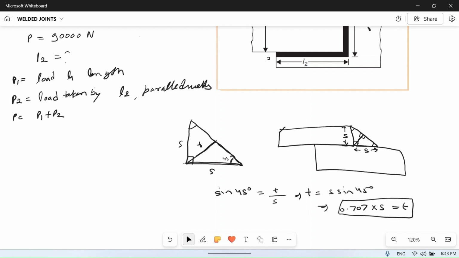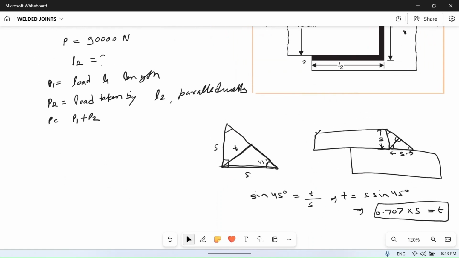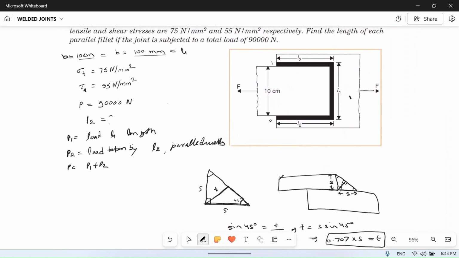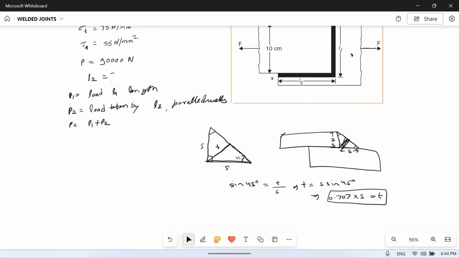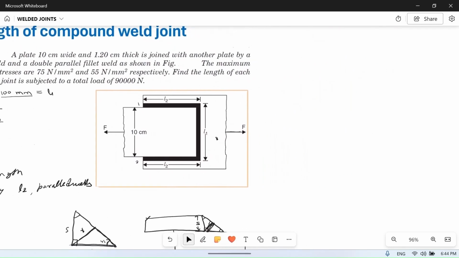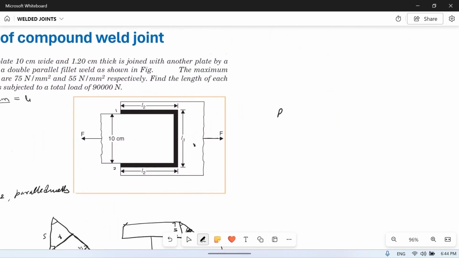So this is the throat of the weld. So what will be the area of the weld? The throat of the weld is thickness into width into this length. So the length is this length. From this drawing we can see we have assumed P1 is equal to the load taken by L1.